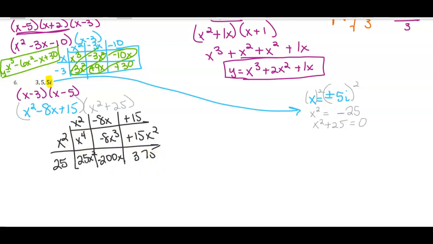Okay, now usually for box method, diagonals will add up, but if you notice, that's not going to work here. Let's see. I have a 15x squared. That goes with this one. Those are the only like terms. So my answer is x to the 4th minus x to the 3rd plus 40x squared minus 200x plus 375.